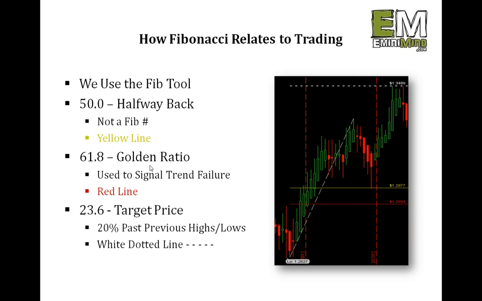So that's kind of how we incorporate those numbers into the trade setups that we're looking at. So again, the 50 is really not a Fibonacci number, but it's essentially halfway back in the current trend. So then using the 61.8 as a sign of failure, and 23.6 or 123%, 20% past highs or lows is the target price.